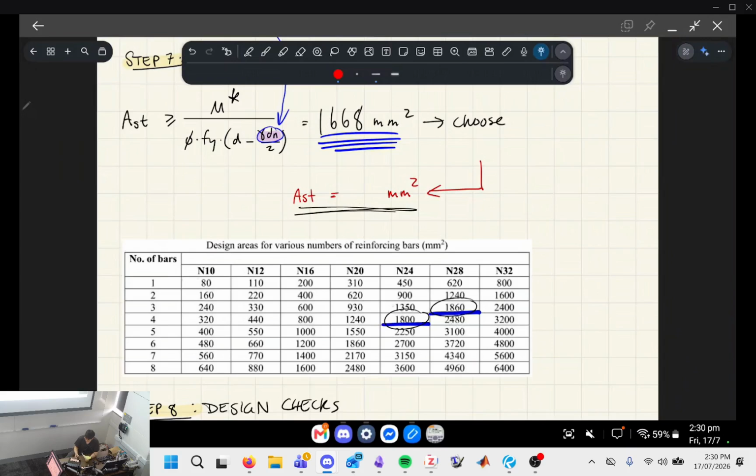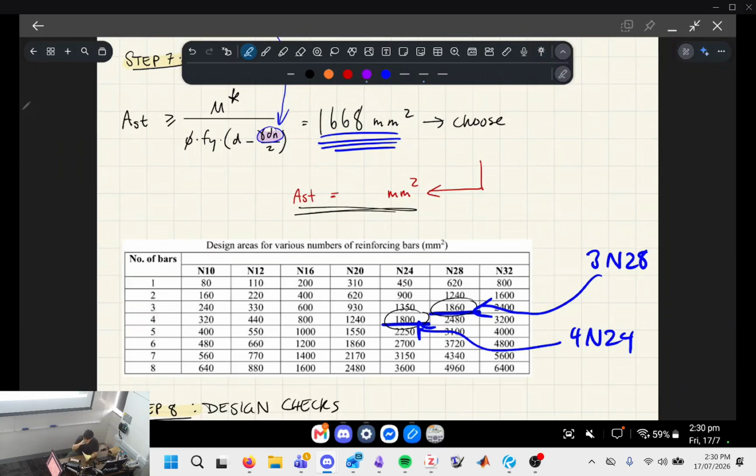we can think of it in terms of two things: the bar size as well as the number of bars. Two options which are greater than this number but still appropriately sized would be, for example, 4 N24s. So this here would be 4 N24s. The other option is 3 N28.